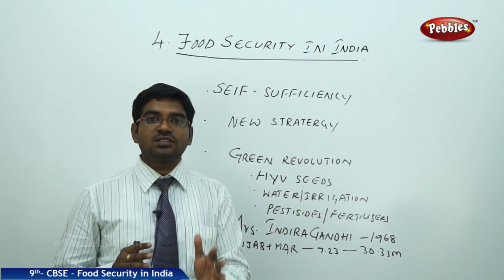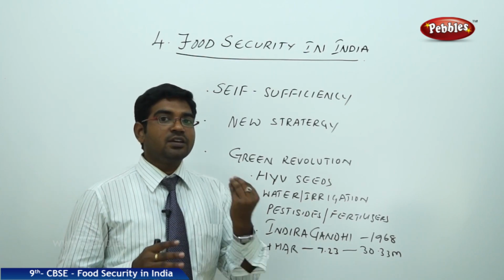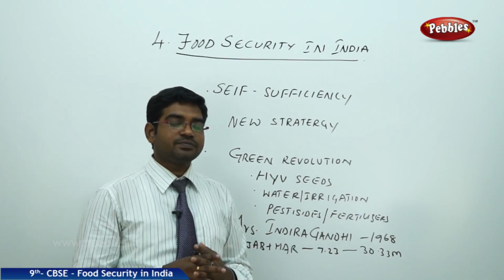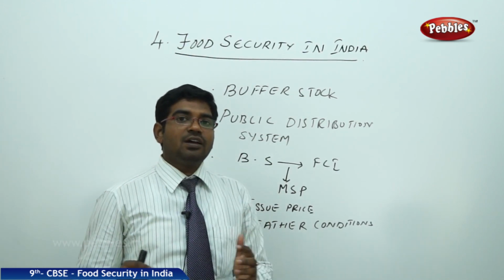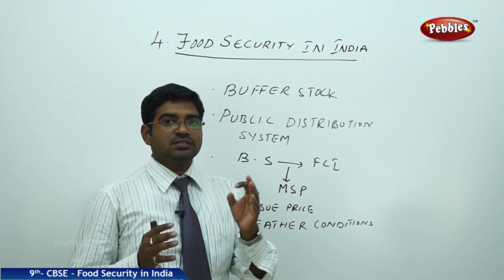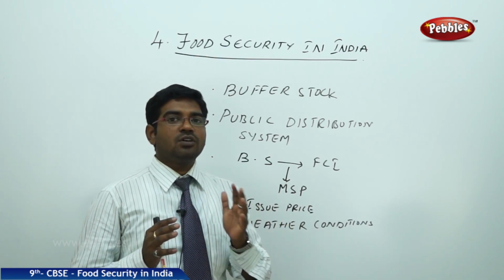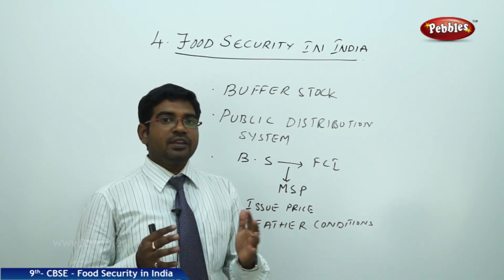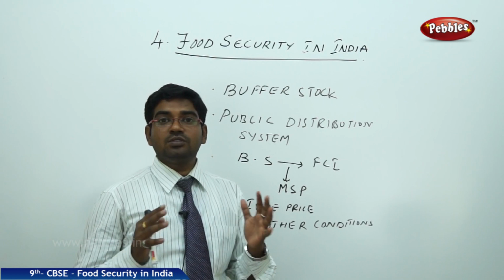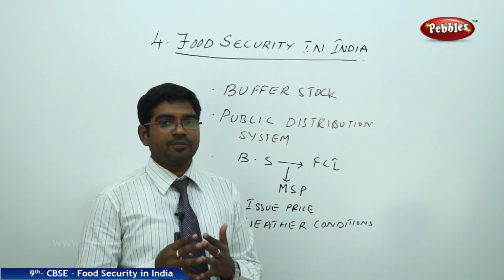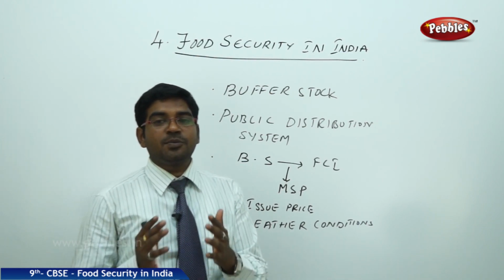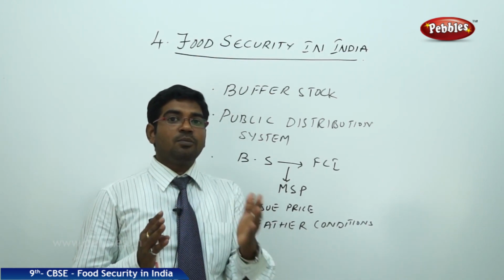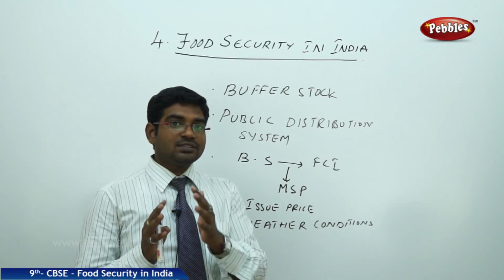There was no such incident where people died due to starvation. Food security in India. After India attained self-sufficiency because of the Green Revolution, India started to get a huge amount of stock in reserve. So India started to carefully distribute this to the below poverty line people.